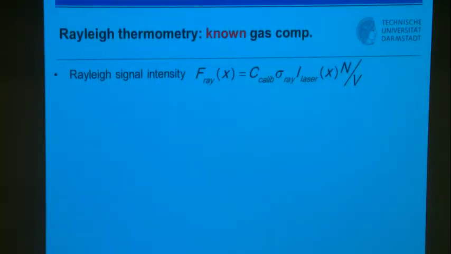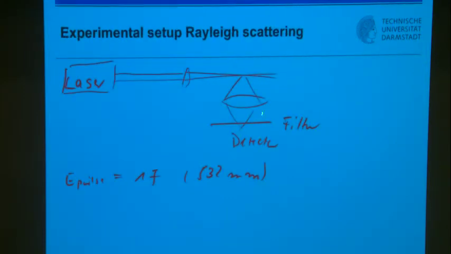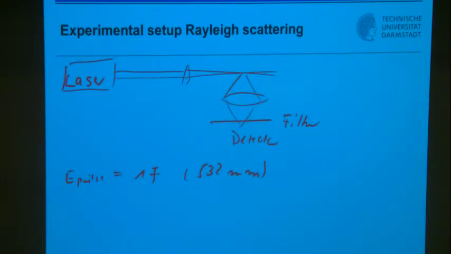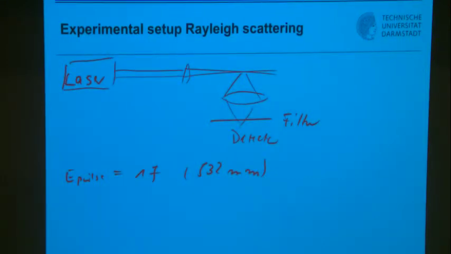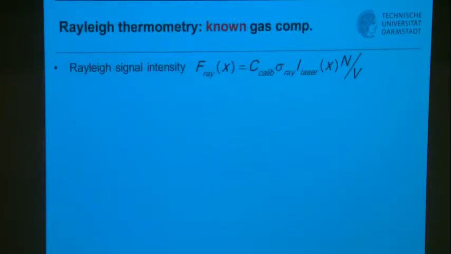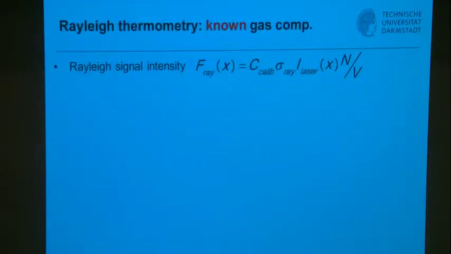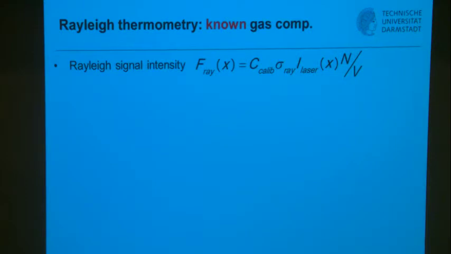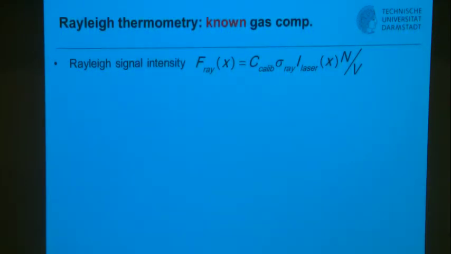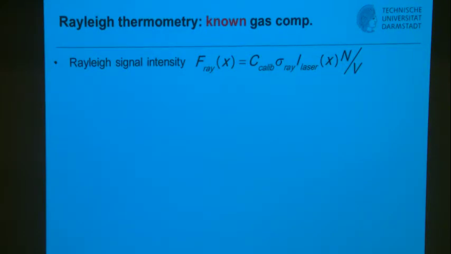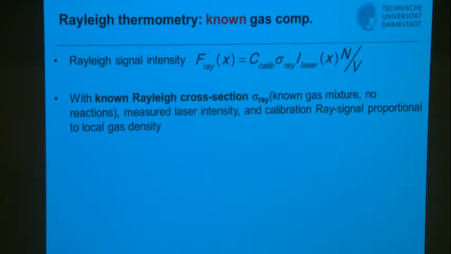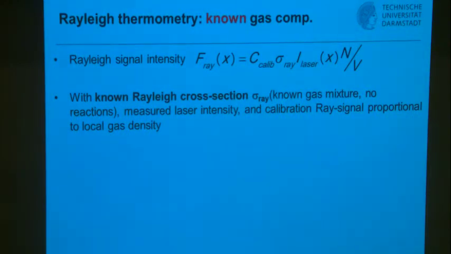Very important, because of the setup over here, that needs calibration. If you have a larger collection angle, you would have a higher signal. And this, as well as the detection efficiency, filter losses, and so on, all of that is hidden in the calibration constant. It needs calibration, which is a large drawback against those techniques based on Boltzmann, which do not need that. So if you know the gas composition, then, as you will see in a second, you know the Rayleigh cross-section.